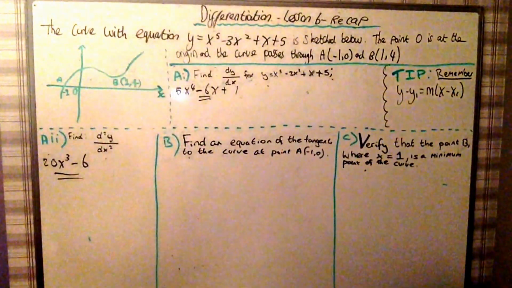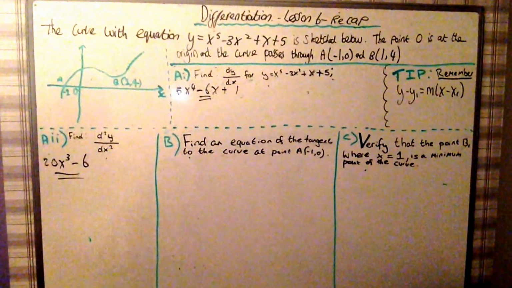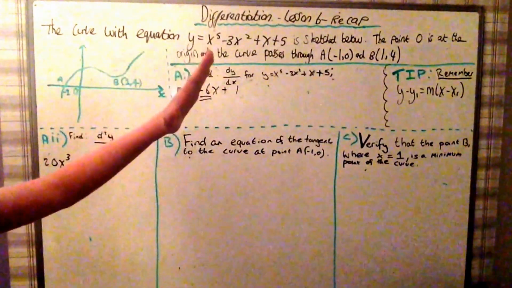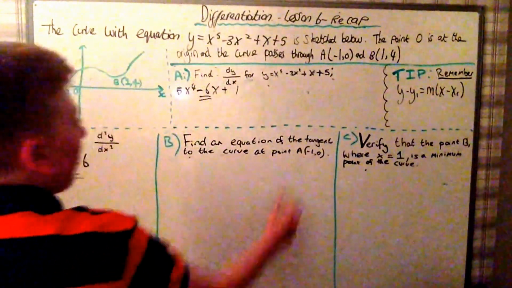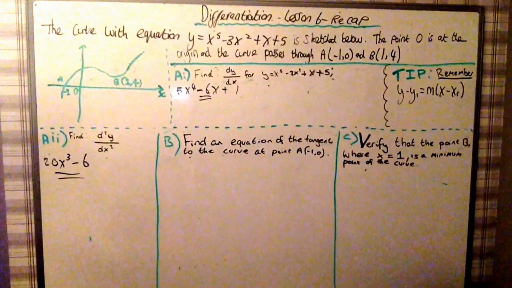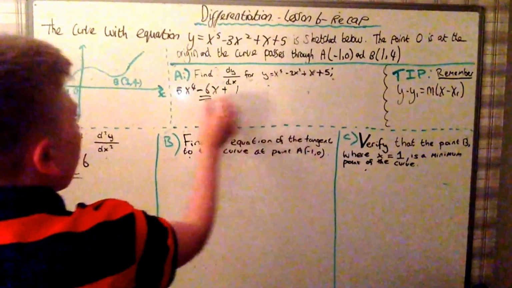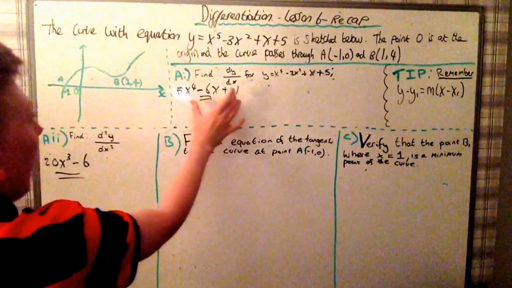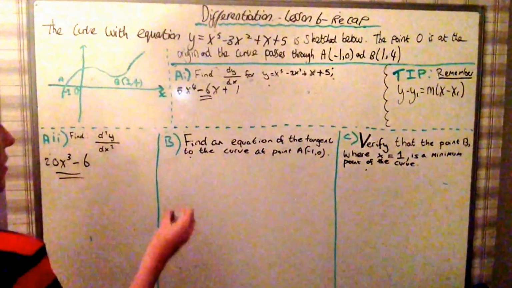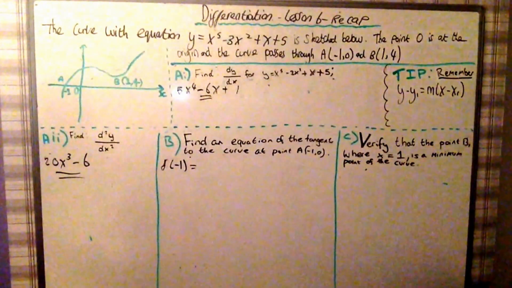So part B: find an equation of the tangent to the curve at the point A, minus 1, 0, this point here. The tangent means where we have a line that touches the curve, or touches the graph in this case, at exactly 1 point. And that point is A in this case. To do that, we first need to find the gradient. How do we find the gradient of a function? We substitute our x value into our differentiated function, our first derivative, which we calculated in part AI. So we simply substitute our x value, which is minus 1, into this, and the answer we obtain is our gradient.